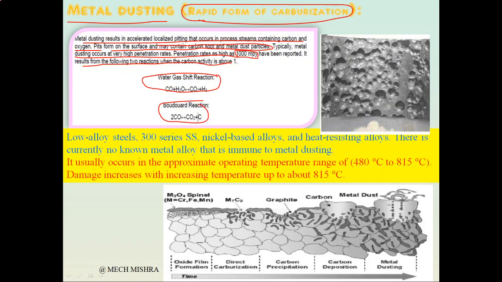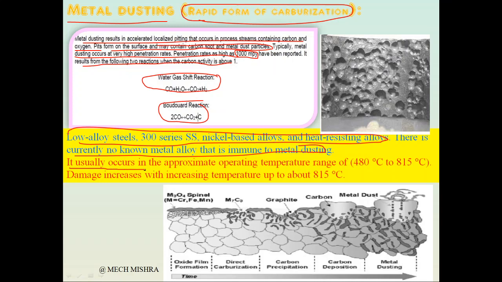So which metallurgies are susceptible? Basically low alloy steel, 300 series stainless steel, and nickels are all susceptible, and there is currently no known metal which is immune to metal dusting. So all the metals are susceptible to metal dusting. No one is immune, and the main important thing is that it usually occurs at an operating temperature of approximately 480 to 850. So this is important.